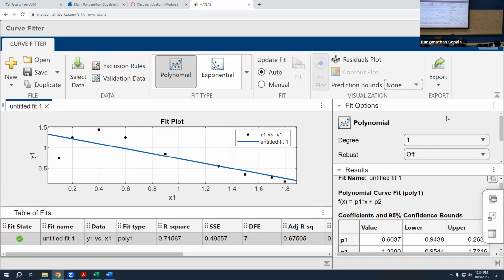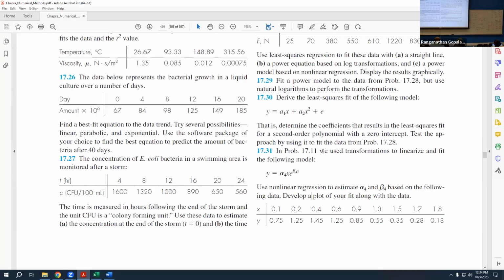If you actually read the problem statement, in problem 17.11 we used transformations to linearize and fit the following model. Now they are saying use nonlinear regression to estimate alpha and beta based on the following data. So they have given you a template which you can enter into MATLAB and ask MATLAB to evaluate the constants alpha and beta for you, which is also done using the principle of least squares regression. Even if you don't do the derivation now, MATLAB has everything programmed in. That's the power of software.